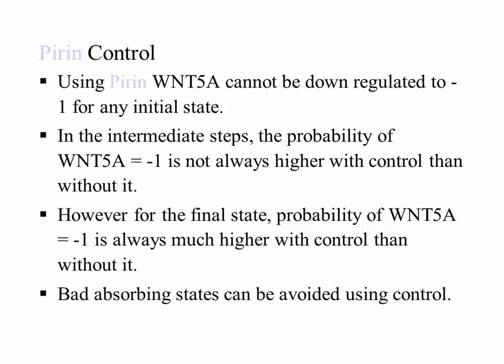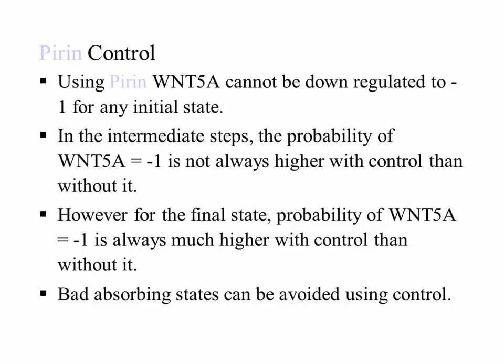And in the intermediate steps, the probability that WNT5A would be minus 1 is not always higher with control than without it. However, for the final state, we were able to show that the probability of WNT5A being minus 1 was always much higher with control than without it, which means the control is working. This stuff has to work. It may not work on the actual biological system because our modeling may not be perfect, but at least the math has to work out.